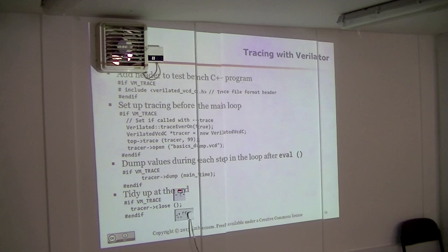And then we need to open a VCD file. Then, in the main loop, after we've done eval, we actually need to tell it to dump. And for a VCD, it needs to know about time, because otherwise it doesn't know where the various signals should go. And that's why it was important for us to count time, because we need to tell the dump at what time point this is being made. Okay? And lastly, we tidy up at the end. After the end of the loop, we actually have to tell it to close the trace.